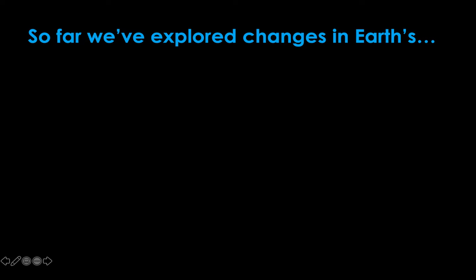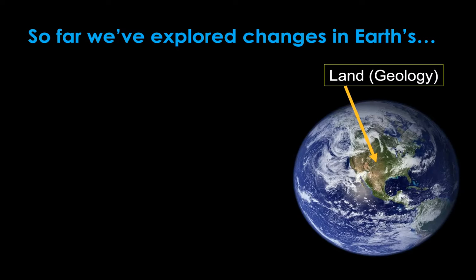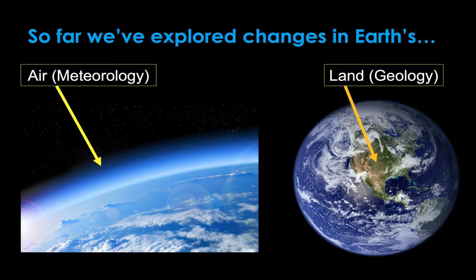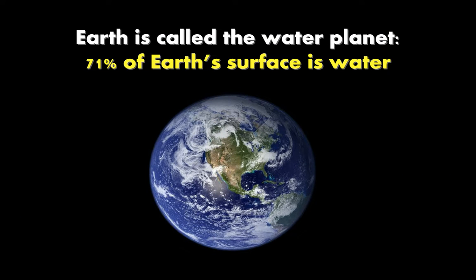So far this year, we have explored changes in Earth's land through our study of geology, as well as changes to Earth's air, more specifically, our study of meteorology and weather. But we're going to focus now on the thing that makes Earth unique among all planets. Earth is known as the water planet, and many people refer to it as our blue marble. In fact, 71% of Earth's surface is water.